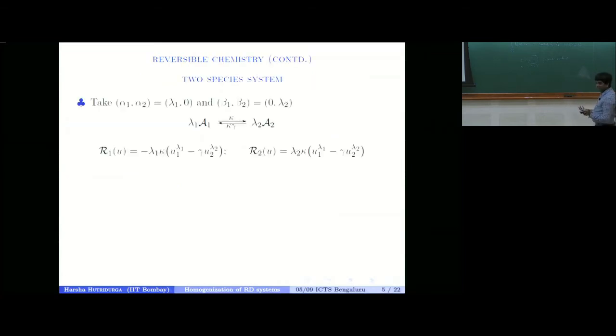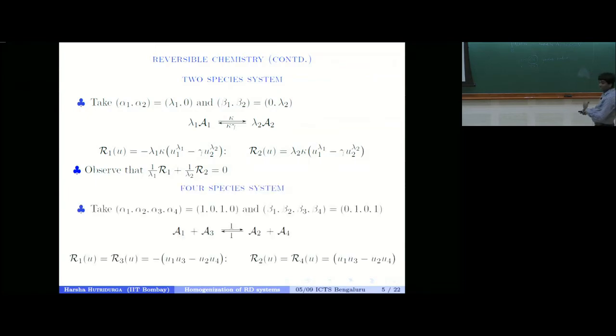Let me give one more example. This is the 2 species case. There are only 2 species now, L is equal to 2, and these are the rate functions. Again, if you take a linear combination of them, the sum of them vanishes.